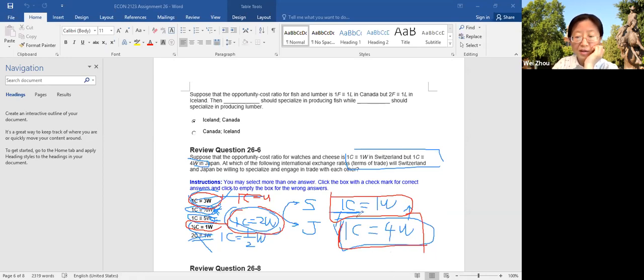So in this chapter, if you understand those principles on who is going to produce what and what the term of trade is, also called the exchange ratio, then you'll be good on this model. And in the next class on Friday, we're going to discuss the second model. Any question?